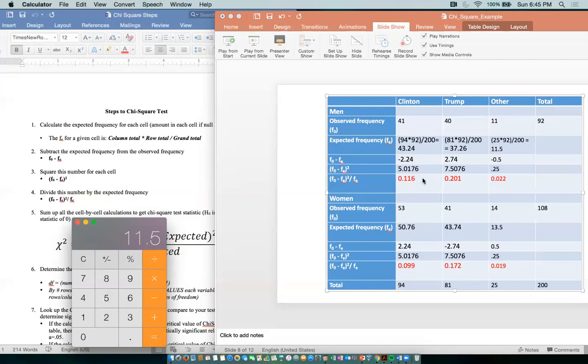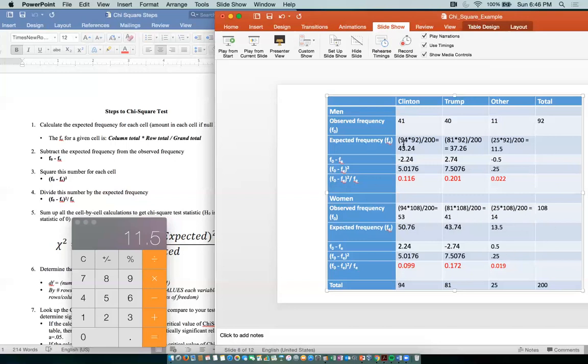Okay. So I do this for each of my 6 cells, 3 for men, 3 for women. Let me just write out what this would be. So for women, our column total is 94. Our row total is 108, divided by 200. For women voting for Trump, that column total is 81 times 108 for our row total, divided by our grand total of 200. And then finally for other, we have a column total of 25 times a row total of 108 divided by 200. Okay, so that is step 1.